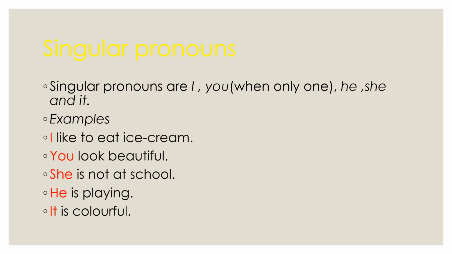When we are talking about ourselves, we use the pronoun I. When I talk about a single person, then I use the pronoun you. When I talk about a girl, I use the pronoun she. When I talk about one boy, I use the pronoun he. And when I'm talking about a thing or an animal, one thing or one animal, I use the pronoun it.